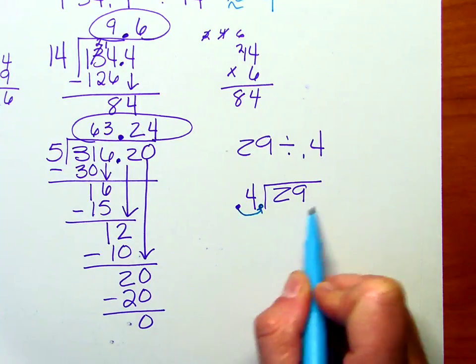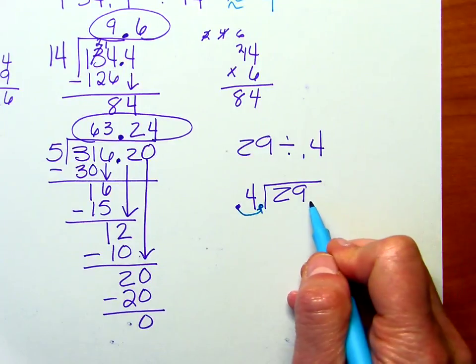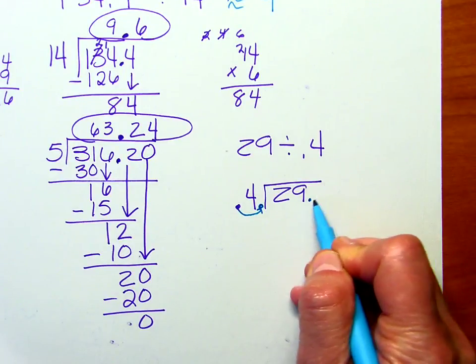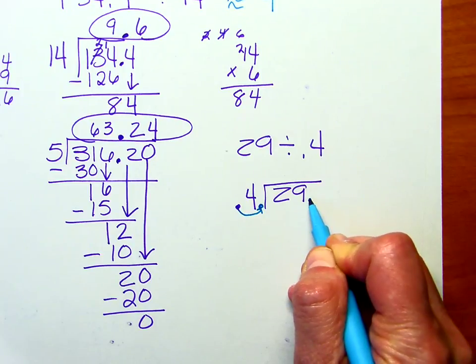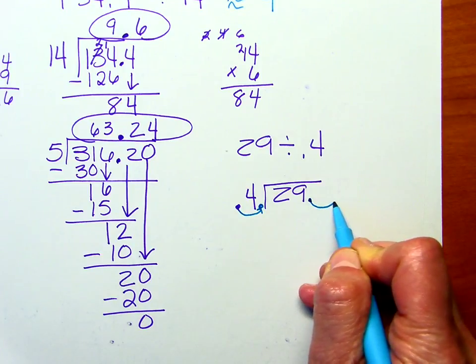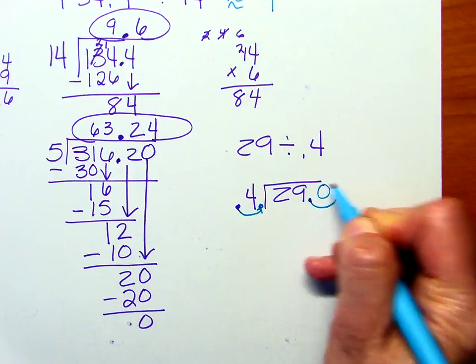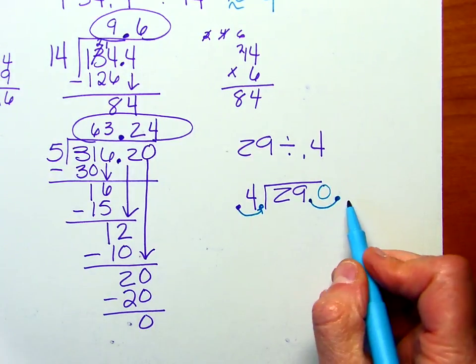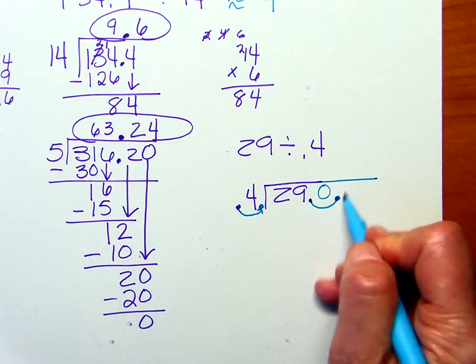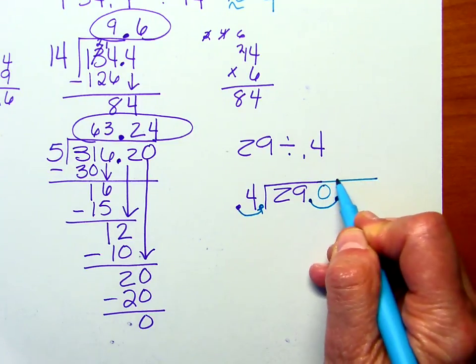Because we want to keep the value of this problem the same, we want to put the decimal point after the last digit in 29 and then put a 0 in there as a placeholder so we can move the decimal point over in the dividend. Once we have our decimal point, we're going to bring that up.